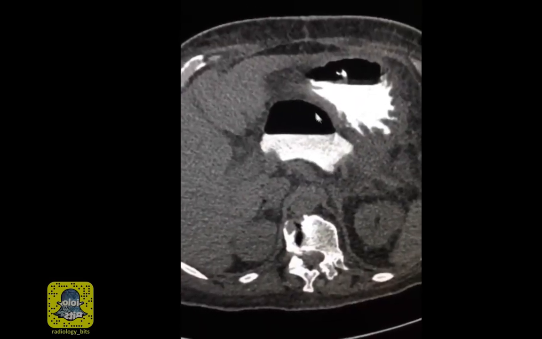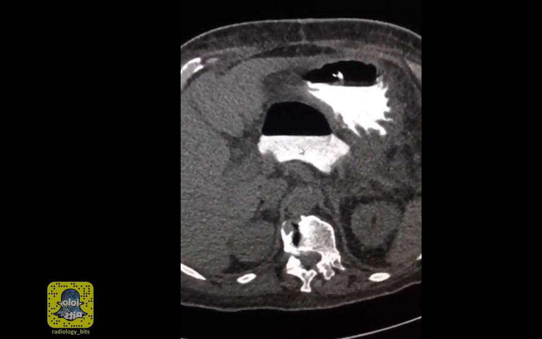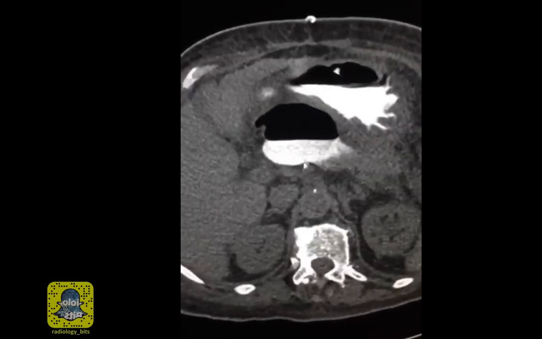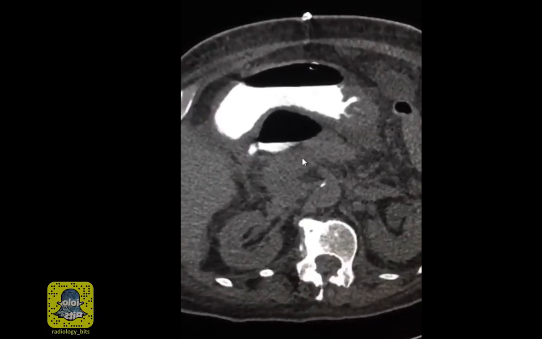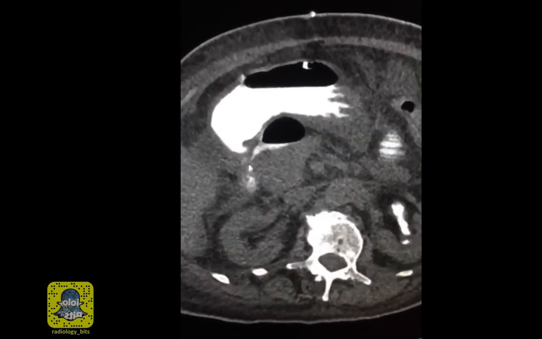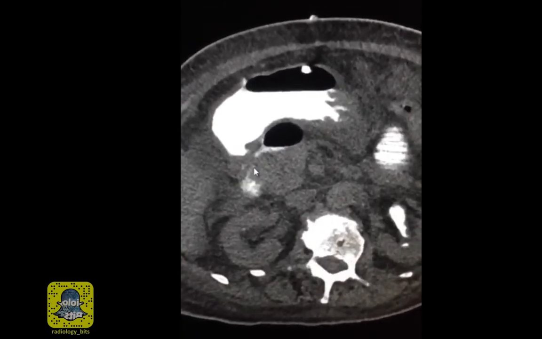You'll notice that this abnormal collection has a fluid level. So this is air and this is contrast. It's located between the stomach and the retroperitoneal pancreas here. And most importantly, it has this linear-like communication with this part of the duodenum, the first part of the duodenum.